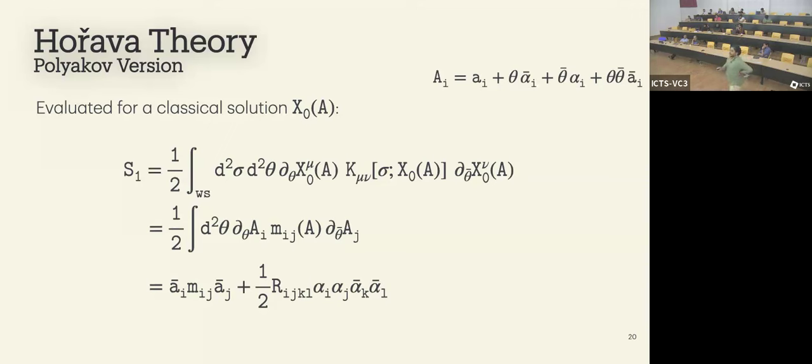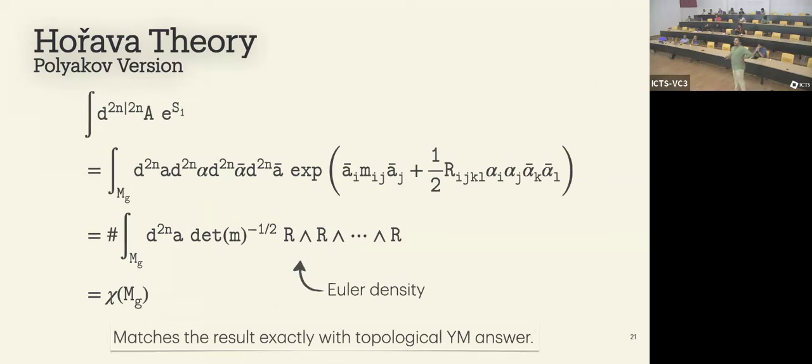You can easily convince yourself, like del theta of ai, there are 4 components, del theta will capture this term and this term. Here there will be a leftover theta bar in del theta, and there will be a leftover theta from here, and it will give you this a bar term with mij, and the rest are coming from these alphas.